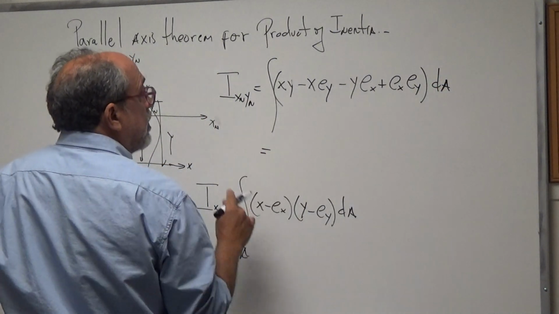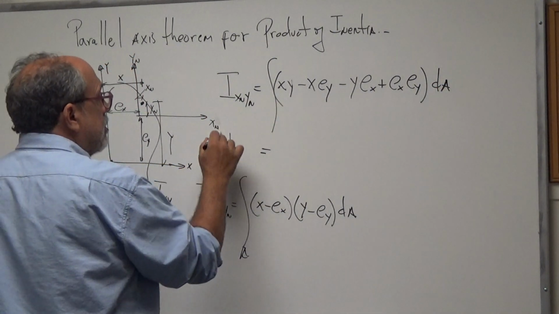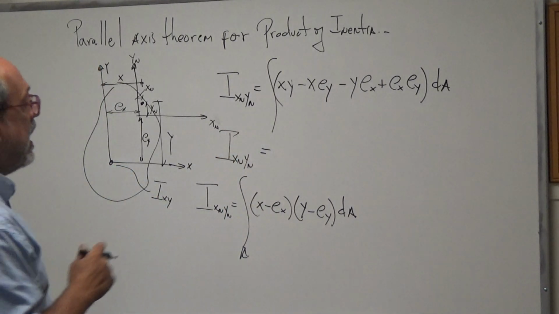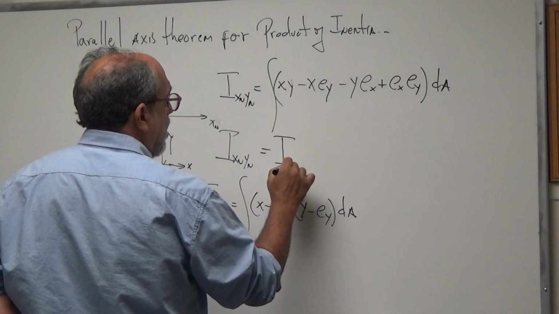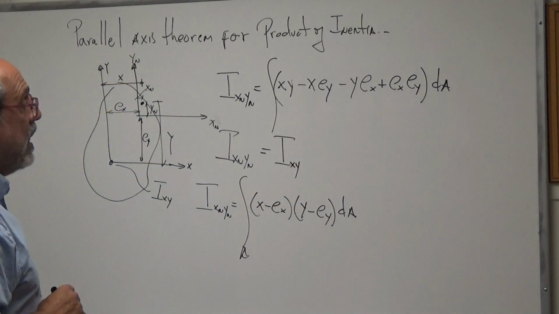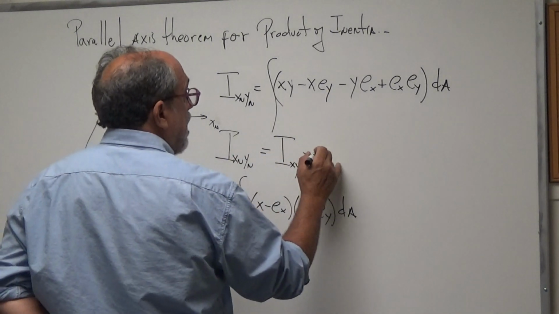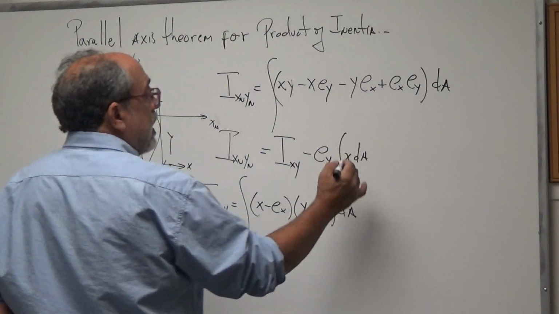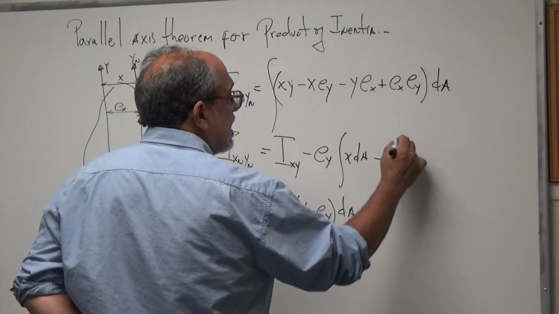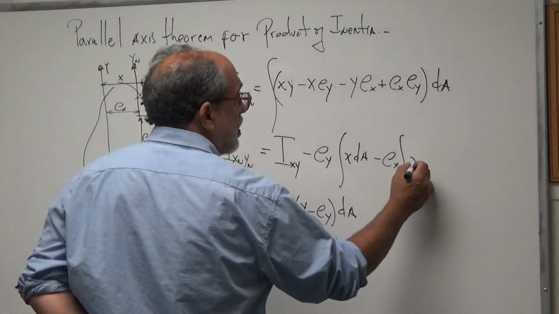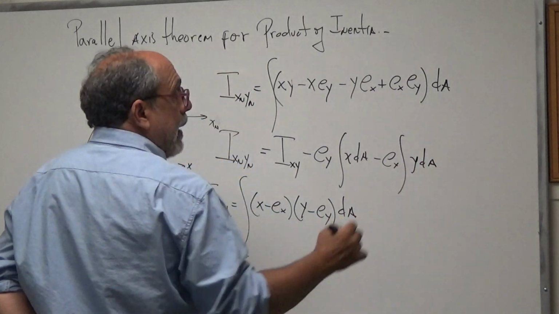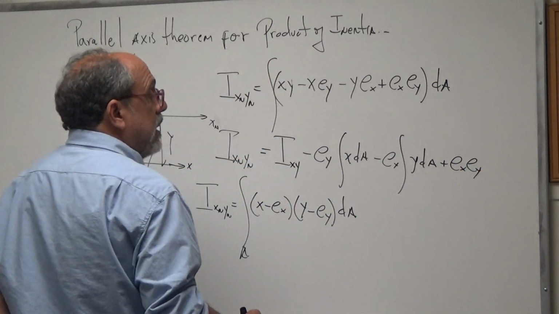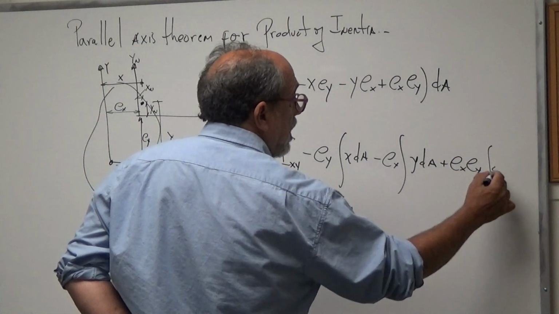So that's equal. Now the first integral is xy dA, that's just Ixy. The next integral is minus ey times the integral of x dA. The next integral is minus ex times, which is a constant, right, times the integral of y dA. And the next integral is ex ey times the integral of dA.